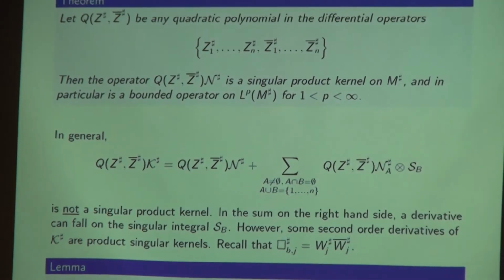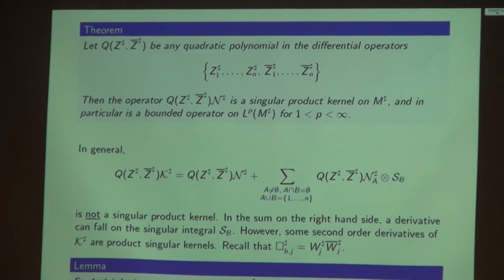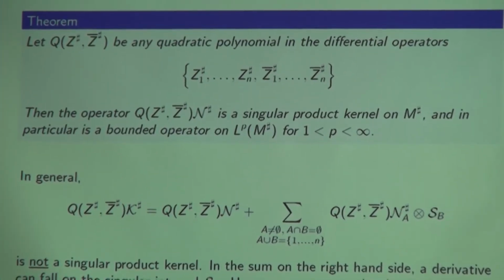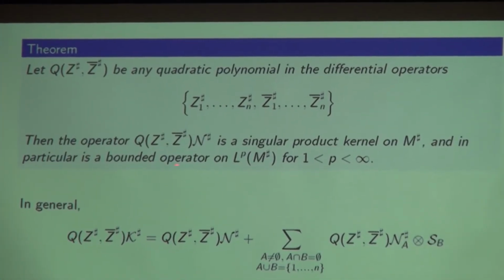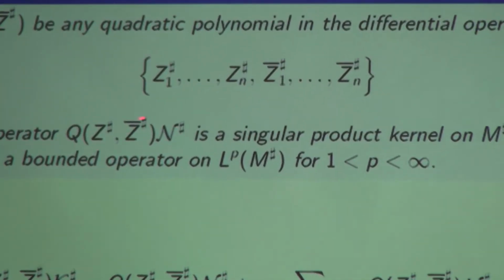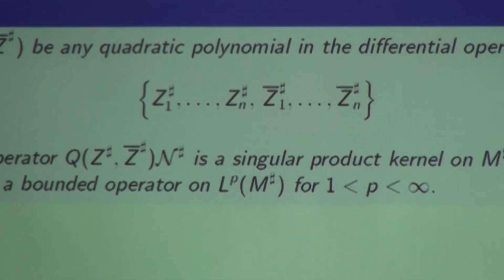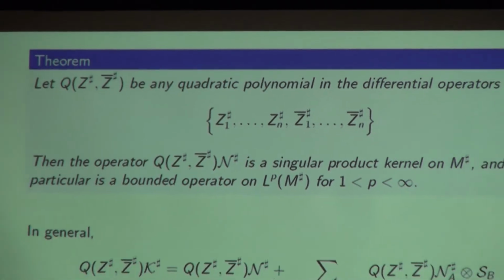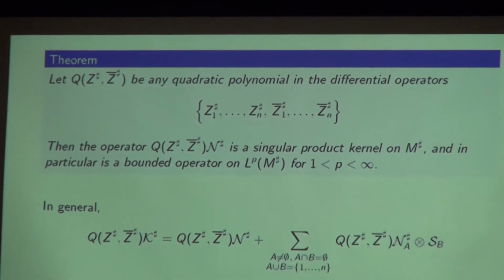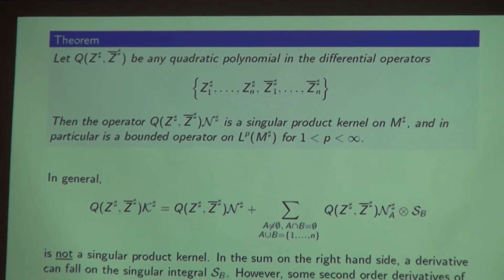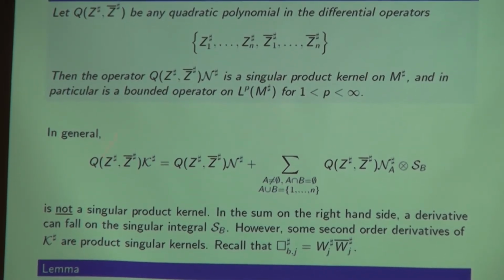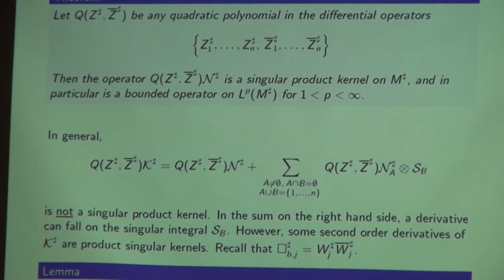All right, so here's the theorem. Suppose we take any quadratic polynomial in these differential operators, the so-called good directions, and I apply it to the relative fundamental solution n. Remember, n is the less good operator in terms of what my final objective is, but it's the better operator in terms of its behavior. And the claim is that this operator is a singular product kernel upstairs.